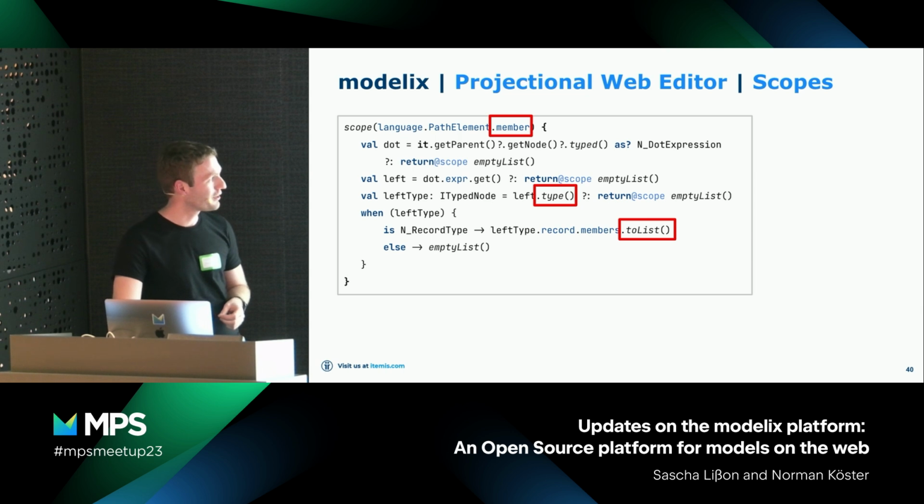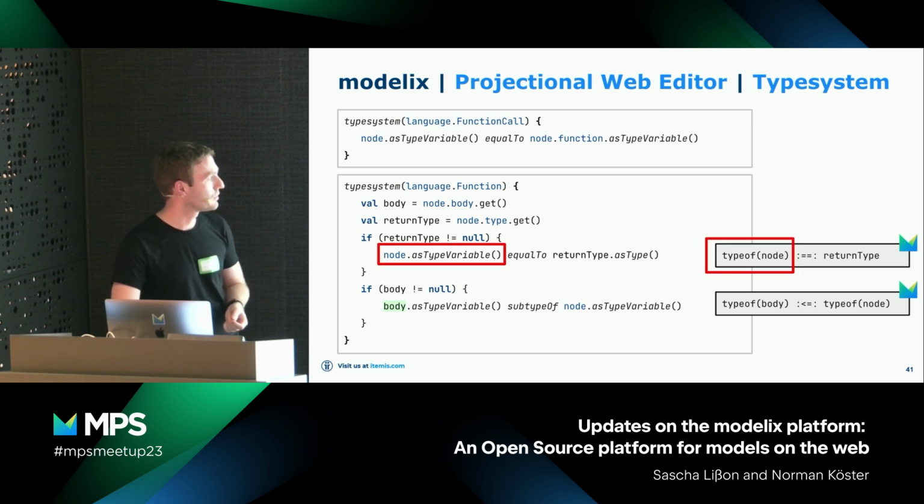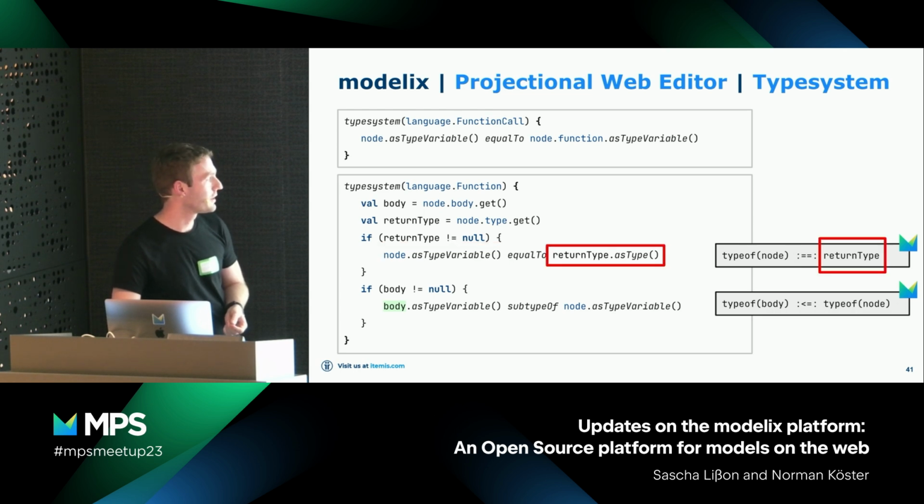You can see another aspect that we need for the editor. The scopes need information about the type of an expression, and the type system language, also no surprise, looks very similar to MPS. For a given concept, you instantiate these inequations, and then the type system tries to find a solution for it. On the right side is an equivalent of how you would write that in MPS. It's truly almost the same. This is how you write typeof. This is how you assign a value to a type variable.